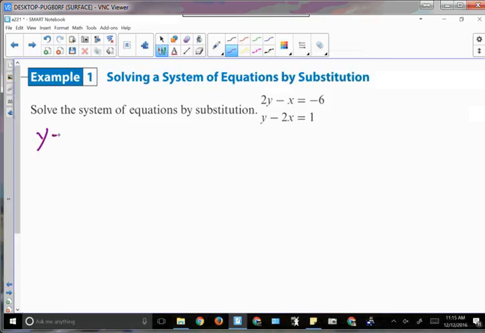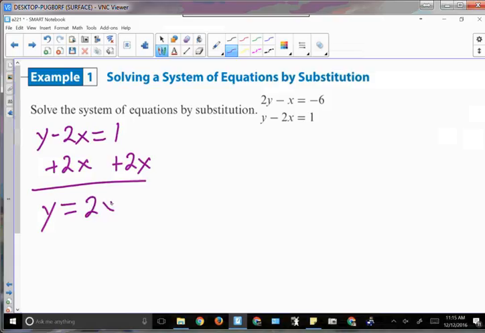So I got y minus 2x is equal to 1. Add 2x to both sides, and I end up with y is equal to 2x plus 1. Now, everybody always wants to think that a variable should be equal to a number. Y is equal to 2x plus 1. What's y? 2x plus 1. Doesn't matter. That's just what it is.